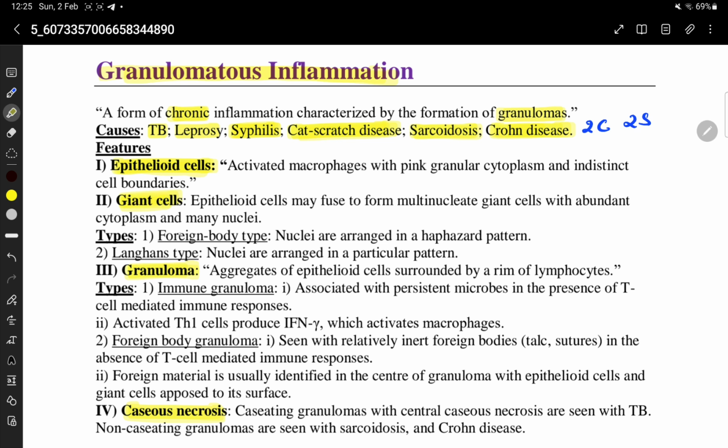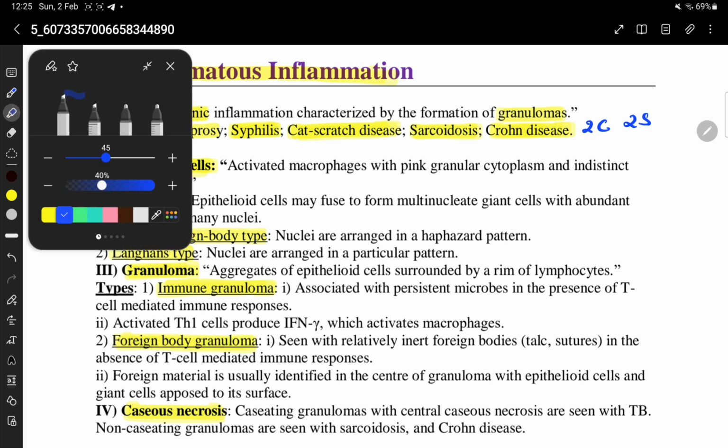Giant cells are of 2 types: foreign body type and Langerhans type. Granuloma is of 2 types: immune granuloma and foreign body granuloma.